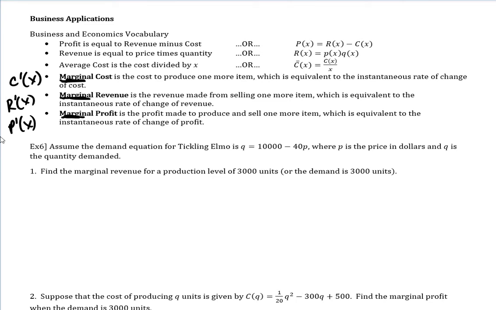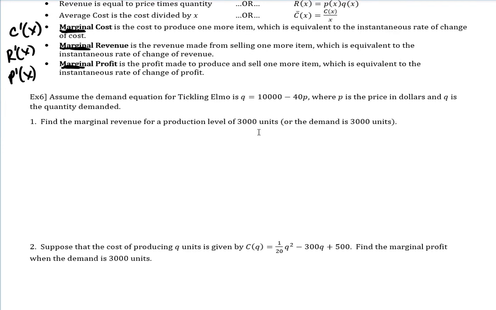Okay, and then we also have these three formulas. Profit is revenue minus cost. Revenue is price times quantity. And then our average cost, or average anything, is just taking whatever your function is and dividing by x, or whatever variable they're using. All right, so let's check this out.